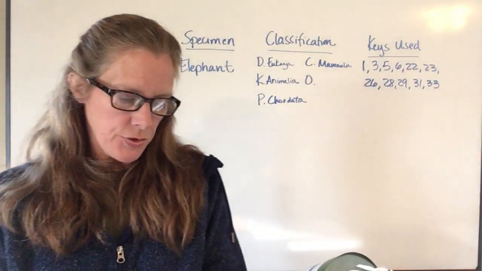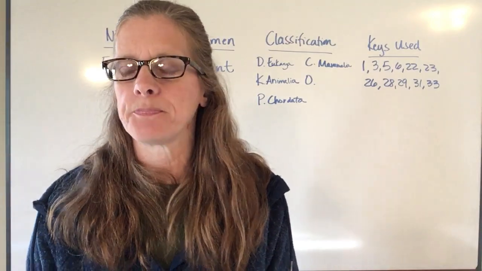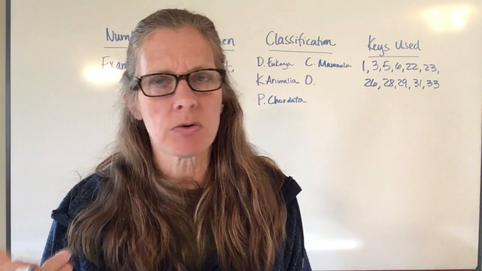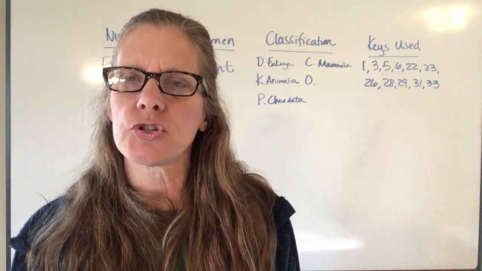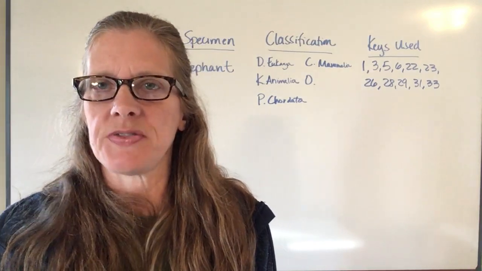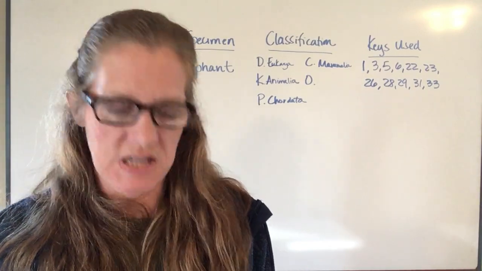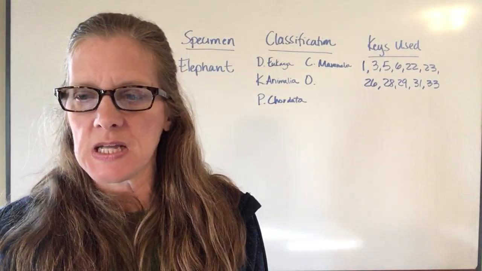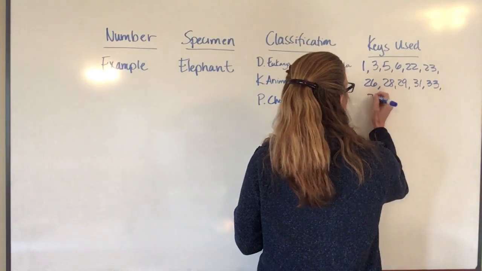So when we go down to key 33, it says, does it have enlarged front teeth for gnawing? And when you think about enlarged front teeth, elephants have tusks, but those are not teeth. They don't use those for chewing. When you think of enlarged front teeth for gnawing, you're going to think of something like a beaver that is going to have big front teeth that is going to gnaw trees down. Big front teeth like that. And so since it does not have enlarged front teeth for gnawing, that is going to send us to key 35.